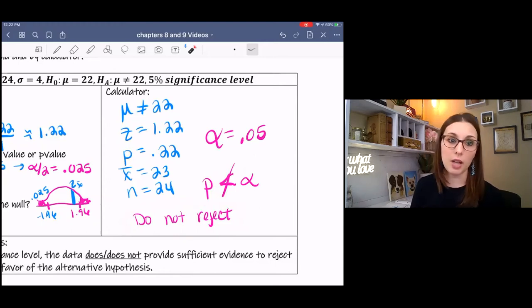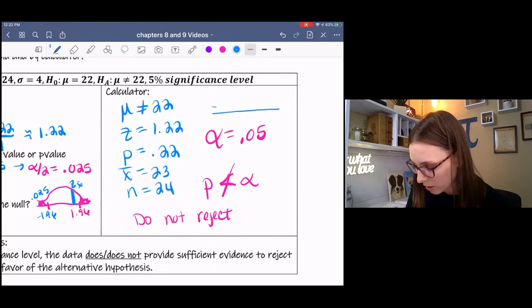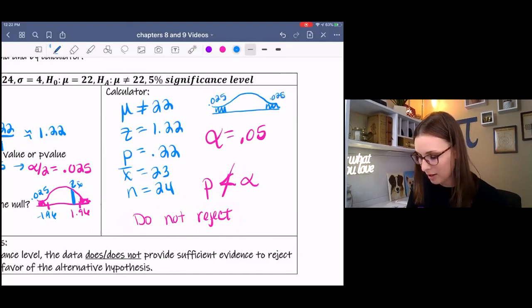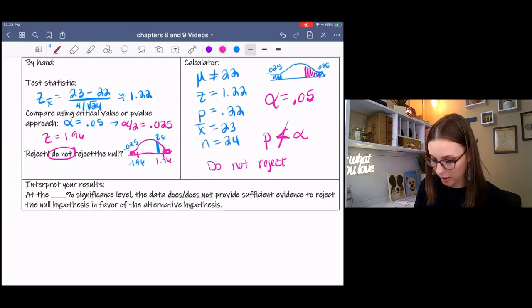So it's outside of our rejection region. So if we were to draw it on this one, we would still have a two-tailed test with alpha as 0.025. And then our p-value is way outside our rejection.